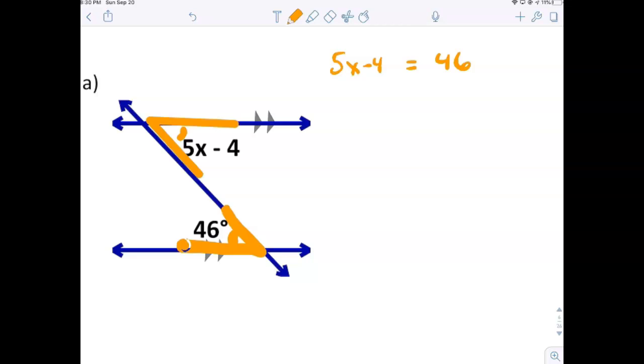Okay? And then you're going to add 4 to both sides. And I'm going to have you finish that one and tell me what x equals on your own.